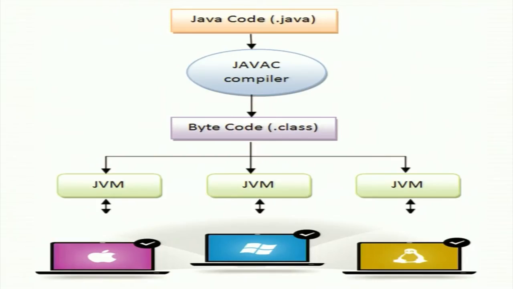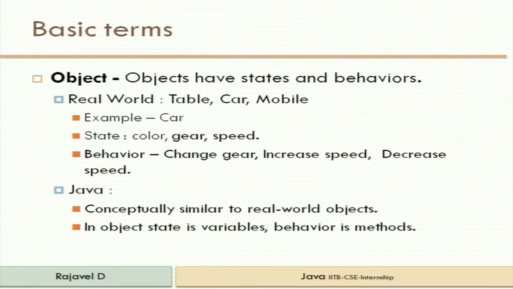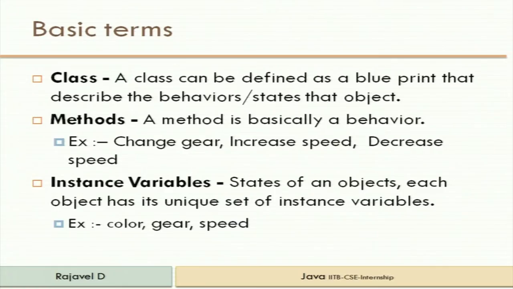Like string is a predefined data type. You don't have to manipulate string as a character array. So this is it. It can run on all the platforms, platform independent, and objects are like, take human beings, take a car, the color of the car, the gear, the speed. It will be different objects, the states, and behavior is like changing the gear, like hearing in human beings is a function. It's a behavior of the ear. You cannot expect it to smell. So that's it. So these are the basic definitions.